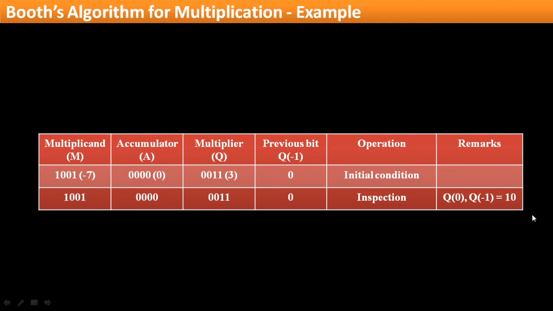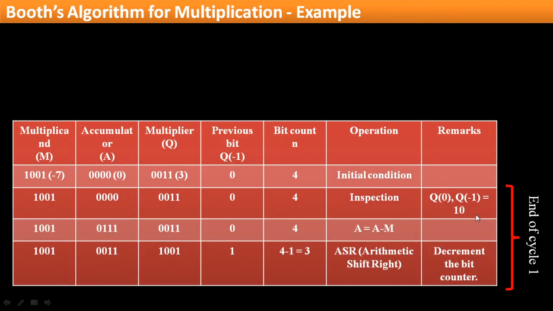After the inspection, we have to go for an operation which is A minus M. Please refer to the flowchart which I have shown you in the earlier slides. Before we go for the subtraction, the initial inspection reveals it is 1 0, so we need to go for an operation which is A minus M. And before we go for this, the N count is 4.